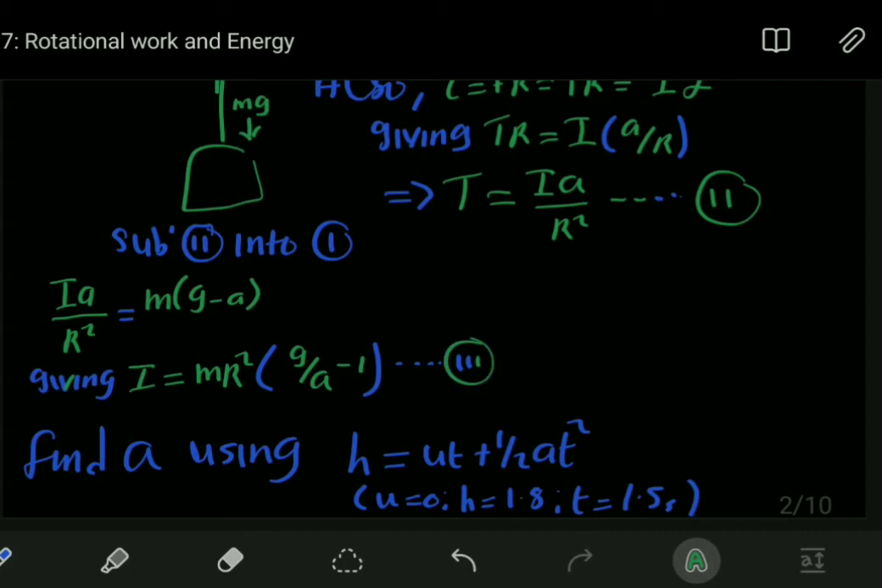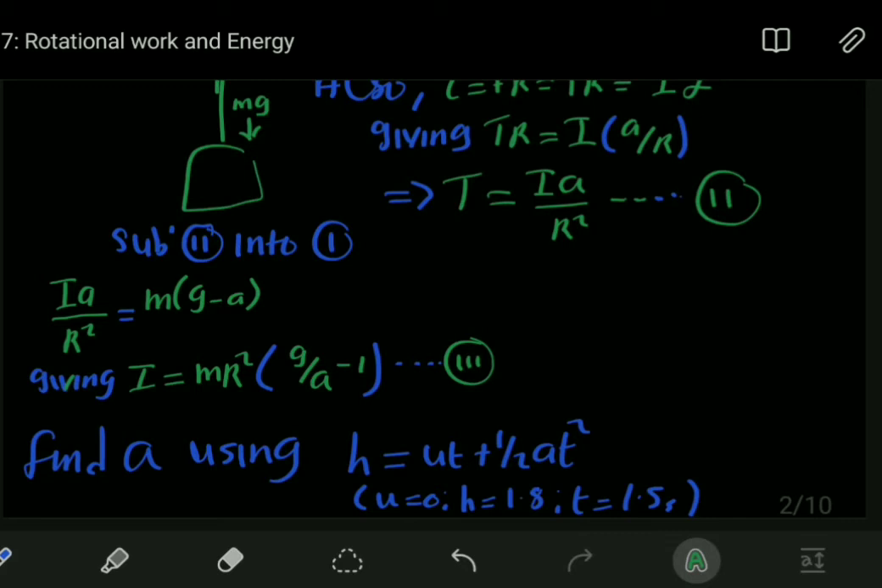So notice that in this equation we have one unknown, which is the acceleration. So now the only thing remaining for us to find the moment of inertia is to first find the acceleration of this mass, or rather the downward acceleration. Since we know the height through which it's falling, which is 1.8 meters, we also know that it's starting from rest, and we also know the time it takes. So we can find the acceleration from this equation of motion here.